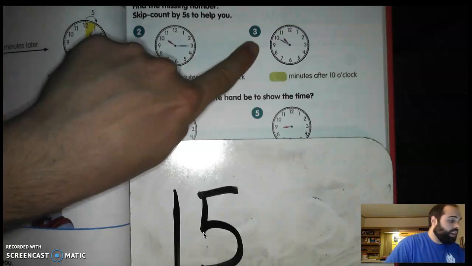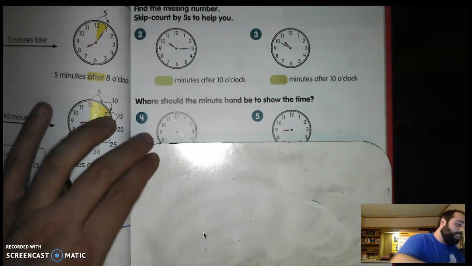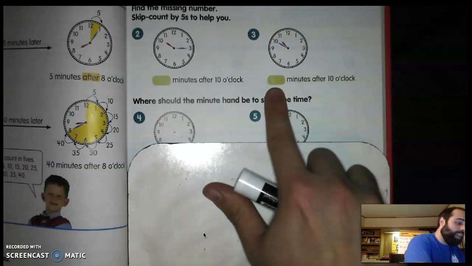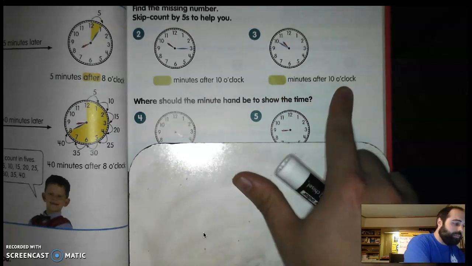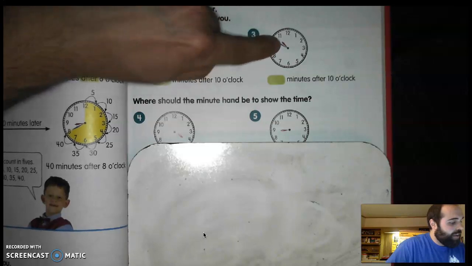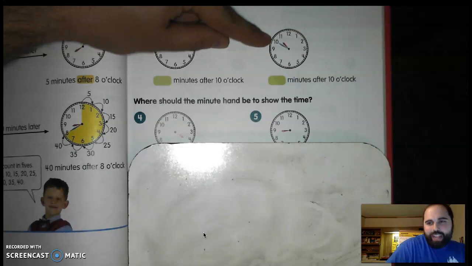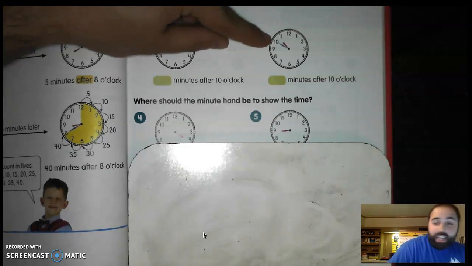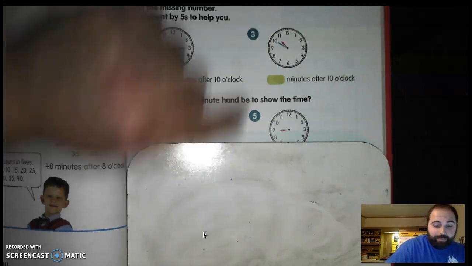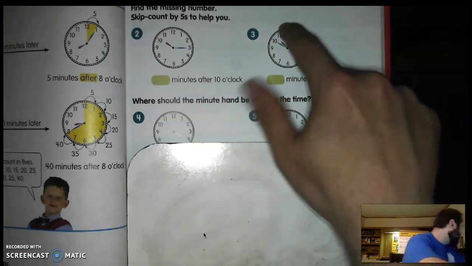All right, we're going to do number 3. It's the same idea. How many minutes after 10 o'clock? Well, we can see that the minute hand is pointing at the 10. The hour hand is almost at the 11, but it's still not quite there. So it's still 10 o'clock. So this minute hand has done a lot of running around. So if it was 10 o'clock, this minute hand would be back over here at the 12.